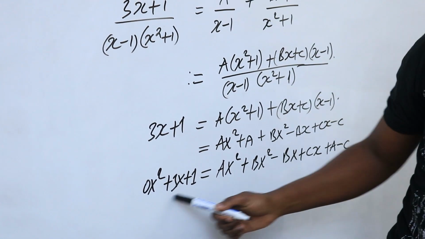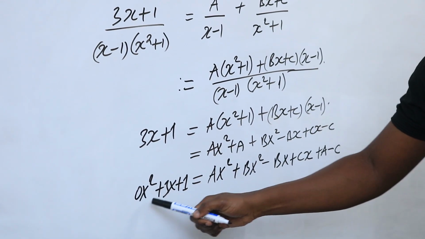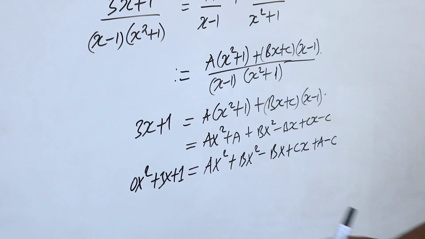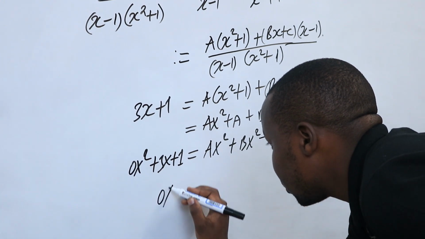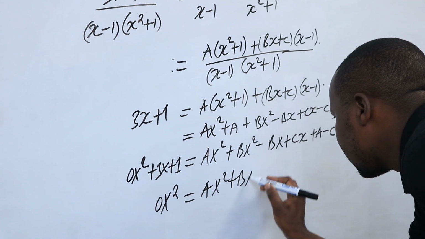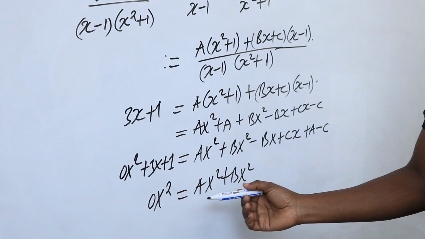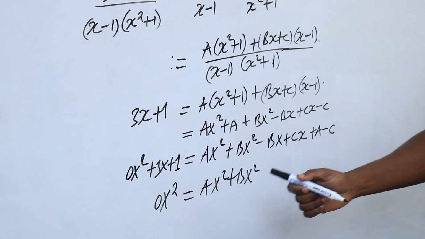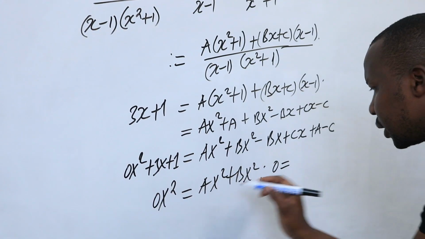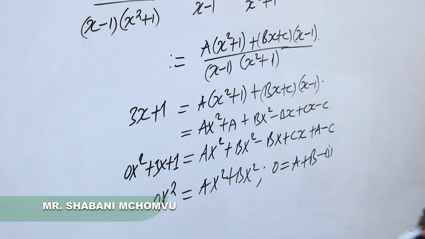So if you have written like this, it has no difference from 3x plus 1, because this quadratic term, the coefficient is what? Is 0. So from here now, we can equate. So we equate the terms. So 0x squared, we equate with ax squared, we plus bx squared. Now, on cancelling x squared, it means when we divide by x squared throughout, we remain with 0 equals to a, now we plus b. So this now becomes our first equation.